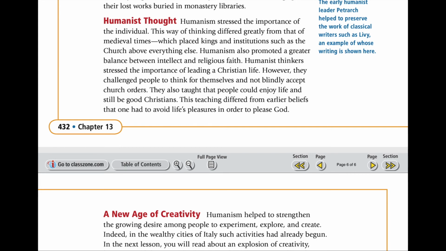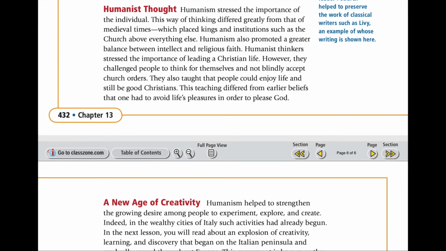Humanist thinkers stressed the importance of leading a Christian life. However, they challenged people to think for themselves and not blindly accept church orders. They also taught that people could enjoy life and still be good Christians. This teaching differed from earlier beliefs that one had to avoid life's pleasures in order to please God.